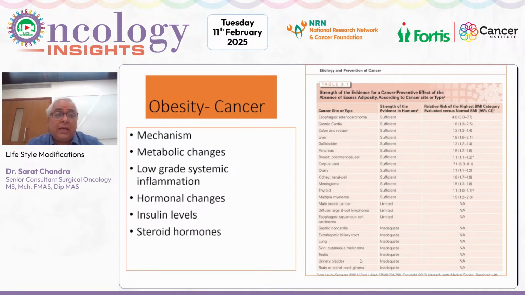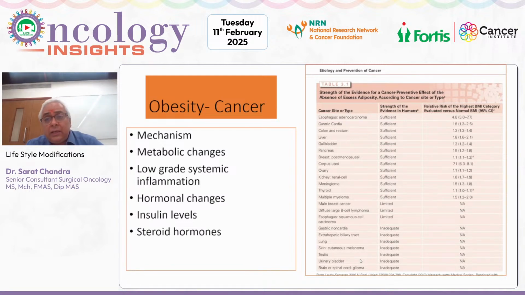How can obesity cause cancer? It's not directly explainable, but we know that obesity is associated with various metabolic changes in the body, like metabolic syndrome, low-grade systemic inflammation going on in the tissues, various hormonal changes, especially high insulin levels and resistance, and also the circulating steroid hormones. All these factors put together create a milieu in the tissues, the microenvironment, which is congenial to cancer cell proliferation. That is how obesity is understood to predispose to cancer.